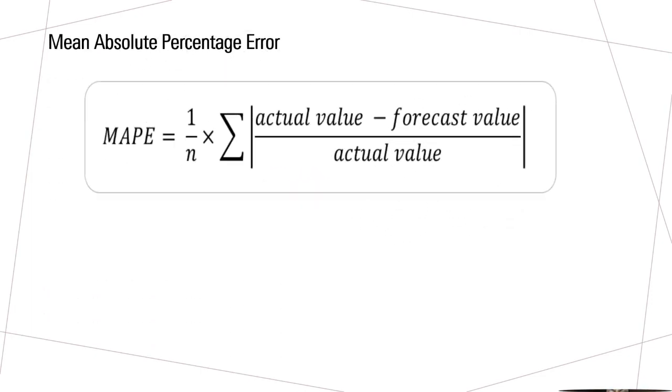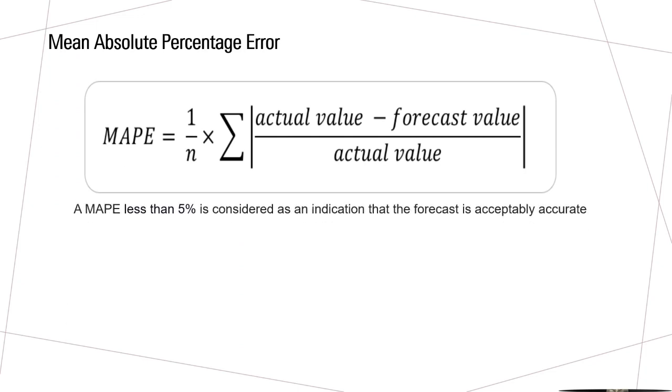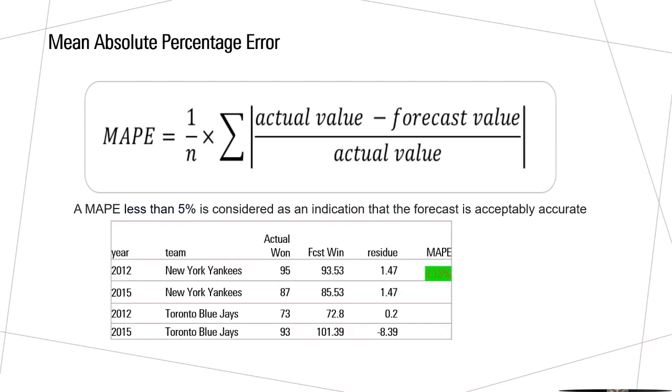The other way to measure forecast accuracy is using MAPE, M-A-P-E. In our model prediction, it's 3.13%. A MAPE of less than 5% is considered an indication that the forecast is acceptably accurate. Just a summary of the prediction part. We use the multilinear regression model to predict the Yankees and Blue Jays in the years 2012 and 2015. The predicted win numbers are really close to the actuals.